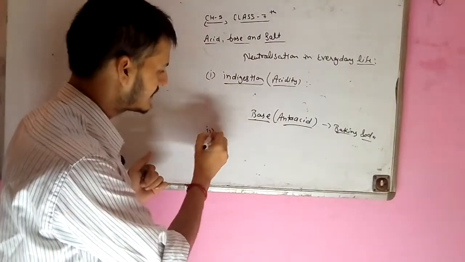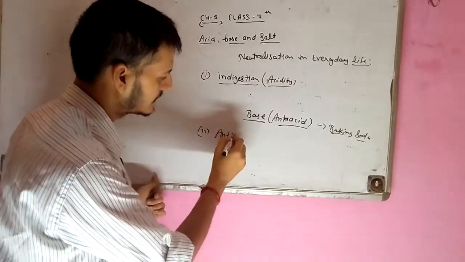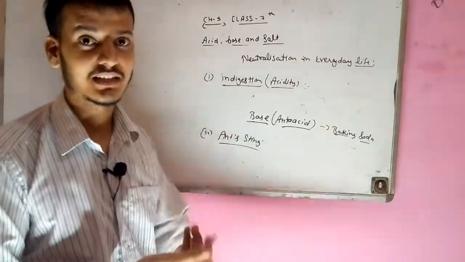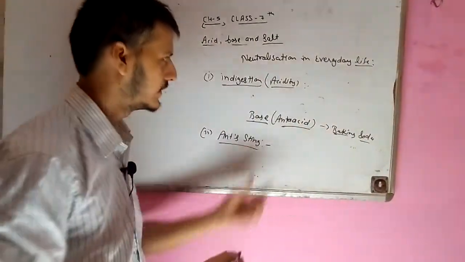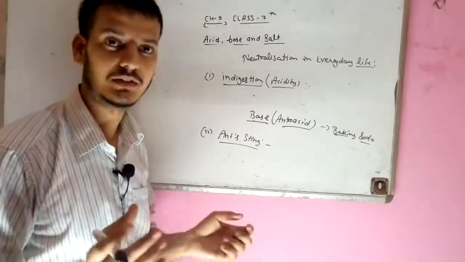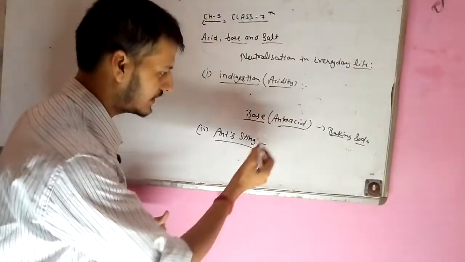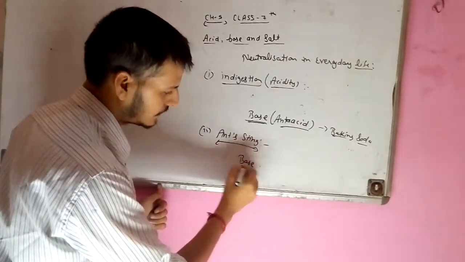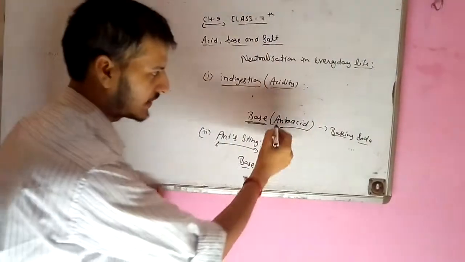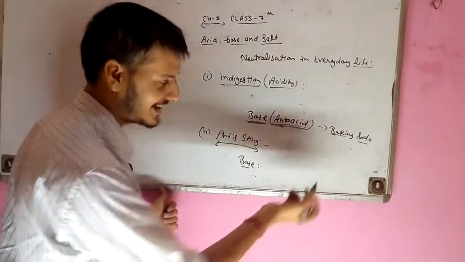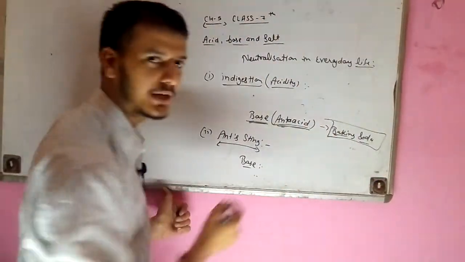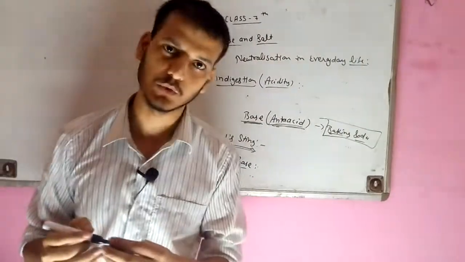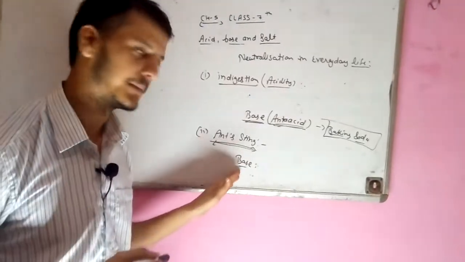And in the second case, suppose in ant stings or scorpion stings, that is also a cause of acidity. The acidic nature is also increased. So in this case we also use a base for relief, that is also the antacid, and we also use baking soda in this case. Okay, so we will also use baking soda, that is the base.